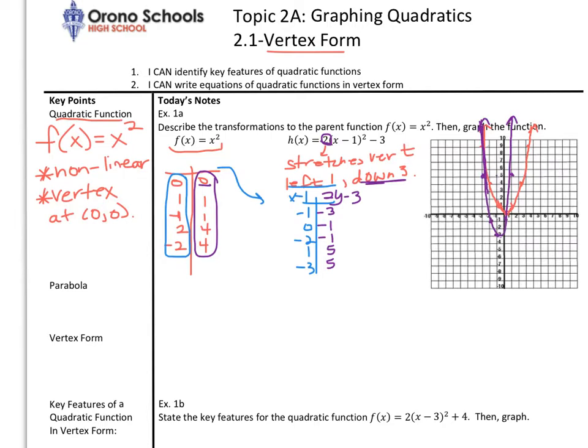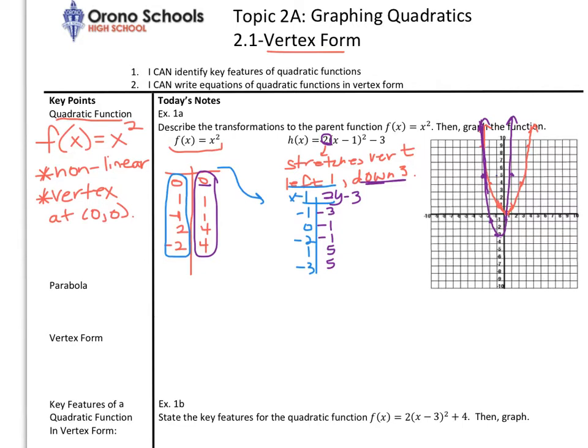If we look at the shape of our graph, it looks like it stretches vertically. It's more narrow than the parent function. It moved to the left and it moved down. So it did all the things we said it was going to do. But that seems like a lot of work every time you're asked to graph a quadratic function that has a transformation. There's got to be a better way, and we'll talk about what that looks like when we talk about vertex form.